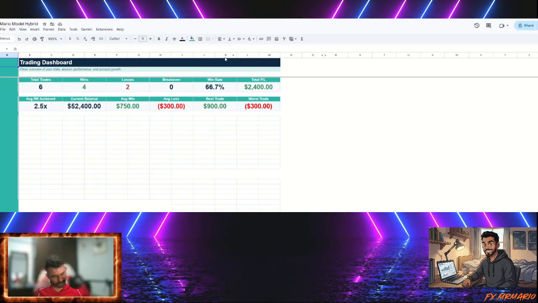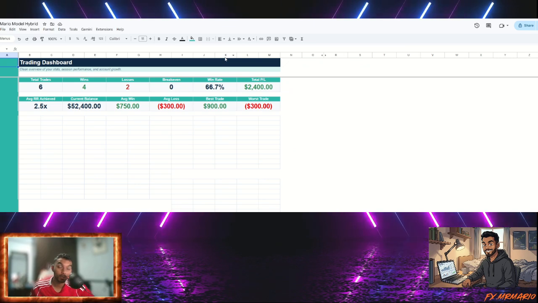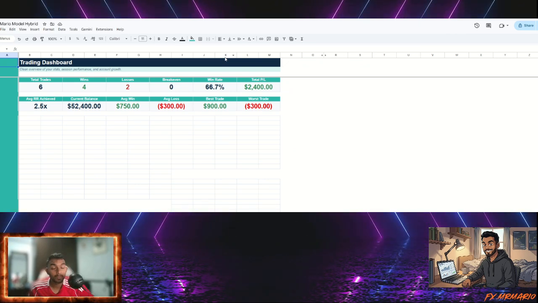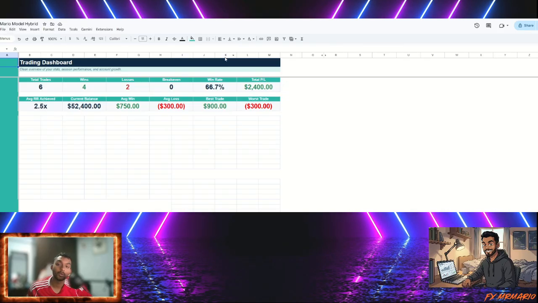So this model I just gave you guys for free. Do what you want with it, go and modify it, go and do whatever you feel like doing, right? But please, before you do this model, go back test it.